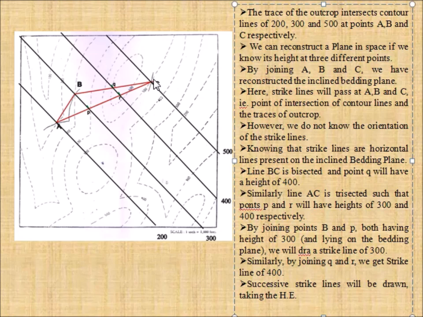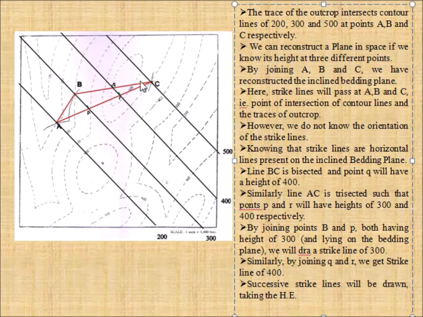Now at these points A, B and C, the strike line having numeric value of 200 has to pass through this point A. The one having value of 300 will have to pass through B, and the one having value of 500 will have to pass through C. But what should be the orientation of these strike lines, this we have to determine. Now once you join these points B having height of 300 and C having height of 500, this line will be lying on the bedding plane.